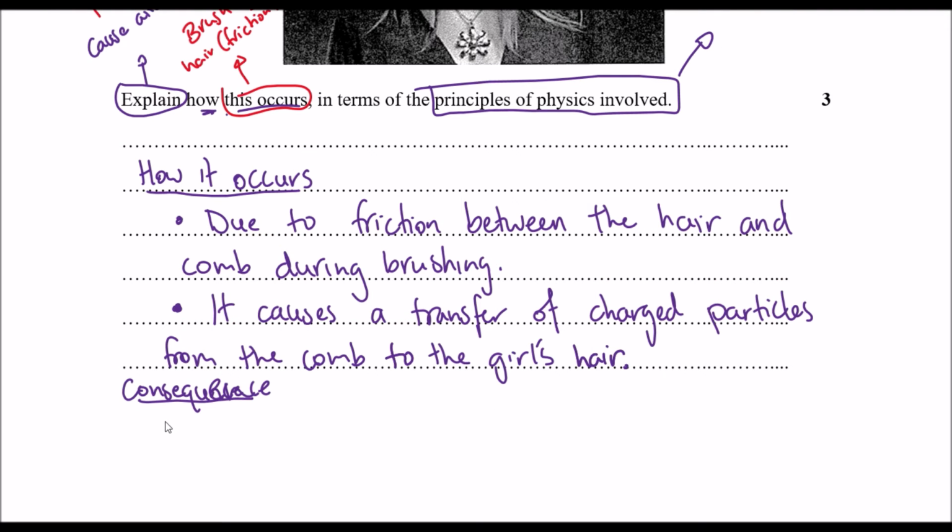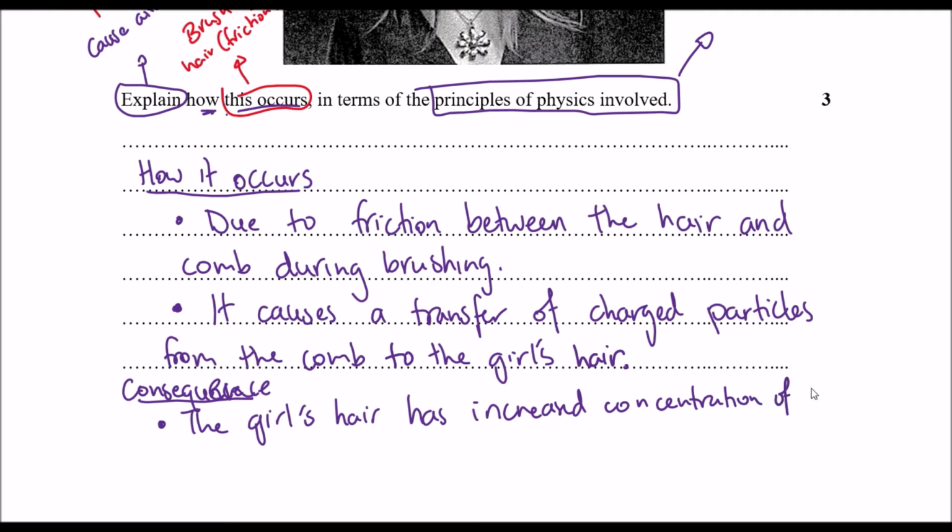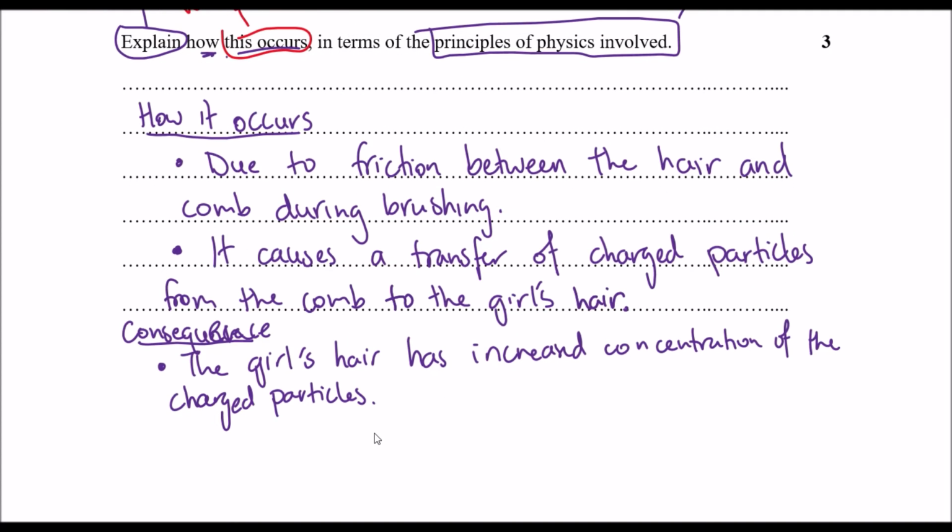So as a consequence, the girl's hair has increased concentration of the same charged particle. That could be more negative electrons on her hair. Okay, so what does this do, or what does Coulomb's law tell us?